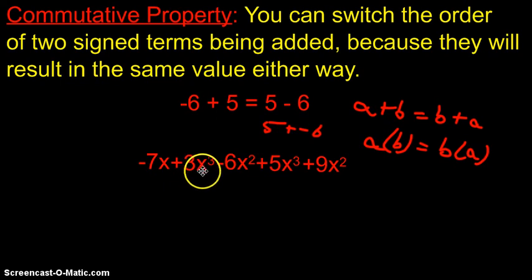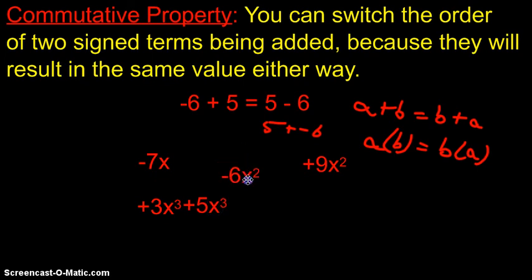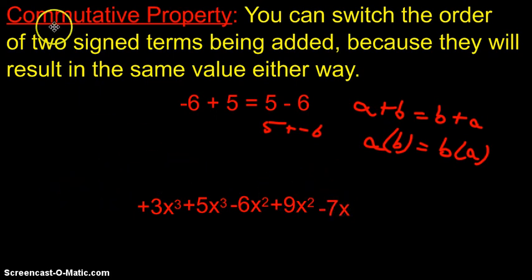Which says we can actually switch the order of these terms around to help us add them. For example, I want to put the positive 3x together with the positive 5x. I want to put the negative 6x squared together with the positive x squared, and I'll put the negative 7x on the end. Now I can combine the like terms. So 3x to the third plus 5x to the third is equal to 8x to the third. So we only combine the coefficients. A lot of people wind up adding the exponents, which you are not supposed to do, and we'll look at that again soon, so don't do that.